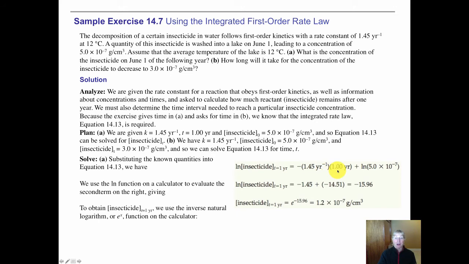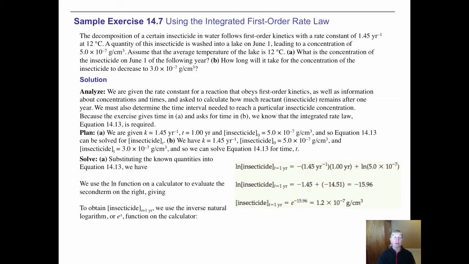Here is my duration of time, there's the time, 1 year, and here is the natural log of the initial concentration. So when you're done solving, you'll get the natural log of the concentration at the time frame you were looking for, but you then have to take that number and de-logify it, take the anti-log of that, which would be e to the negative 15.96, and that value will be expressed in the same units of concentration, grams per cubic centimeter. So it's kind of a cool thing because they take this esoteric kinetics reaction and turn it into a useful equation.